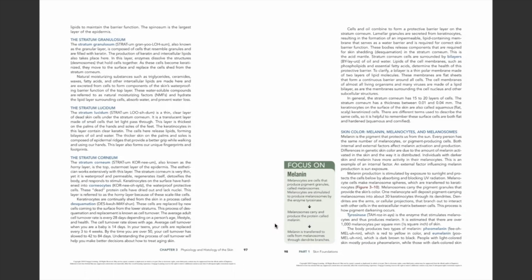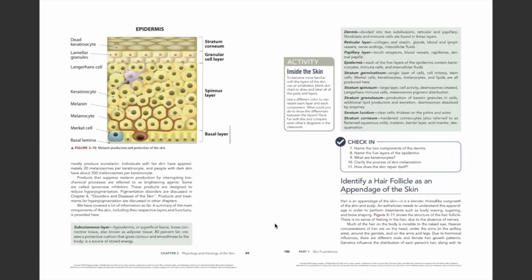What I can tell you, this is a big vocabulary section. You can't guess your way between the difference in the stratum granulosum and the stratum lucidum. You have to know the vocabulary. Same with melanin, melanocytes, and melanosomes. You want to know the definitions of these words. You want to know what they mean. There are some activities in here, and the vocabulary is also laid out and ready to go.